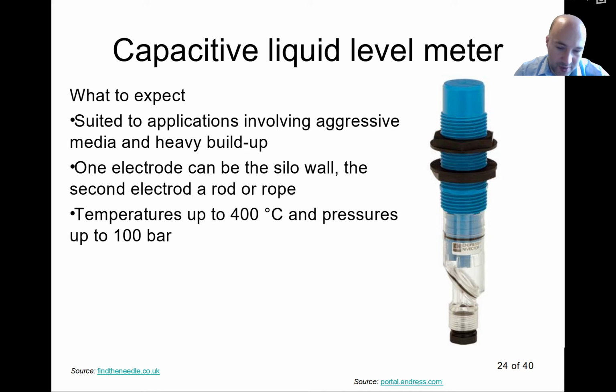And it's typically up to quite high temperatures, so up to about 400 centigrade, and also to high pressures. So 100 bar, that's one number just from one manufacturer, but this gives us roughly an idea about the pressures. So quite high temperatures and high pressures are possible with this liquid level meter.